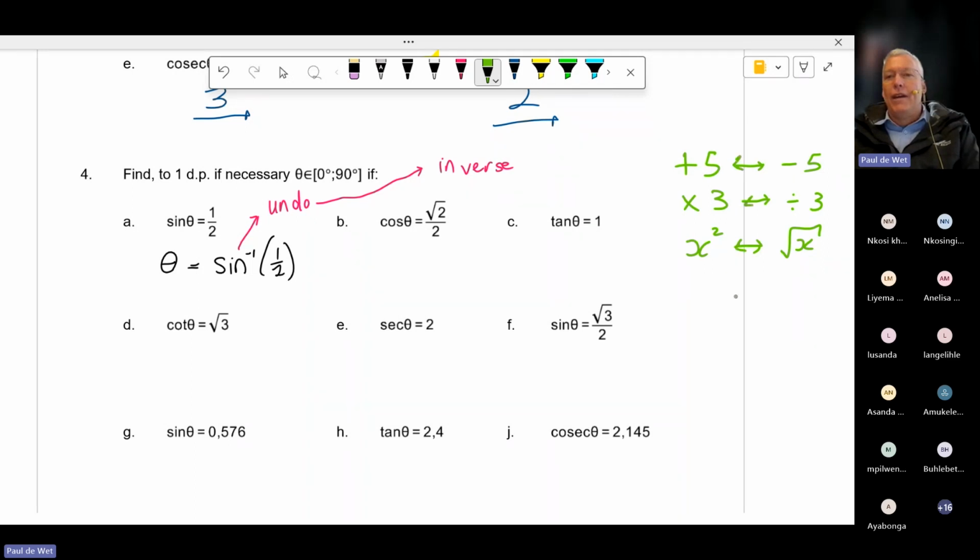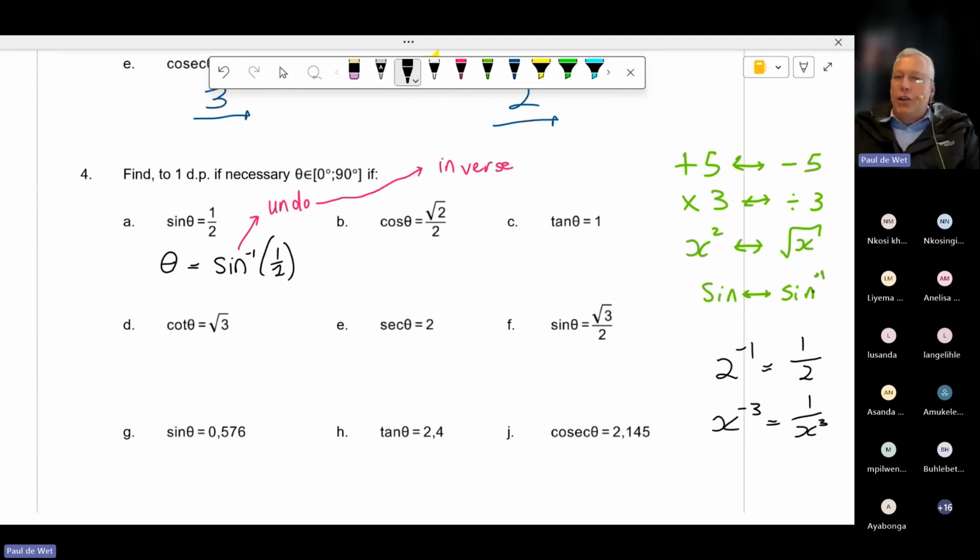And here we've got sine and sine with a little minus 1. Don't get confused, because maths is sometimes a little bit confusing. When I write 2 to the minus 1, that means 1 over 2. You remember your exponent laws? And if I write x to the minus 3, it's 1 over x cubed. But when I've got sine with a minus 1, it is not cosec. It's not 1 over sine. It means undo.